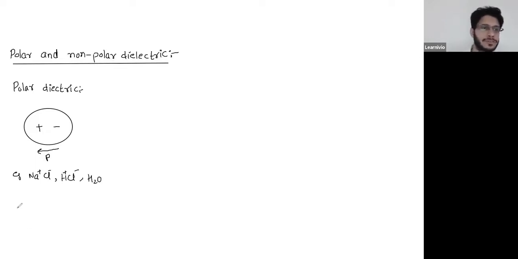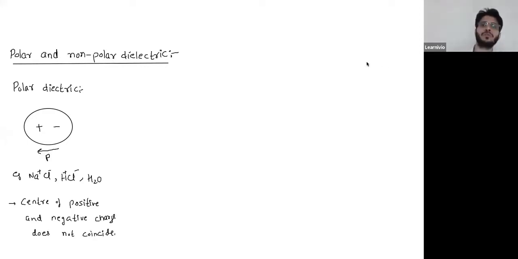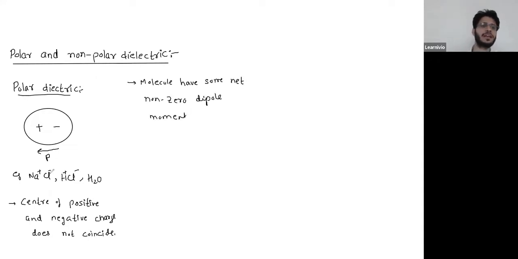So in polar dielectrics, the center of positive charge does not coincide with the center of negative charge. The molecule has some net, non-zero dipole moment. So that's polar dielectric. Examples include sodium chloride, HCl, H2O. These are examples of polar dielectric.